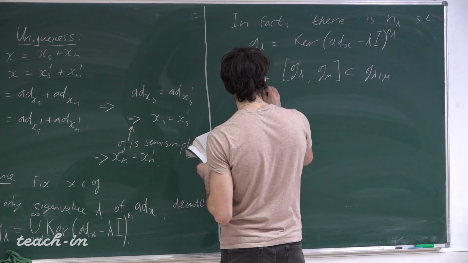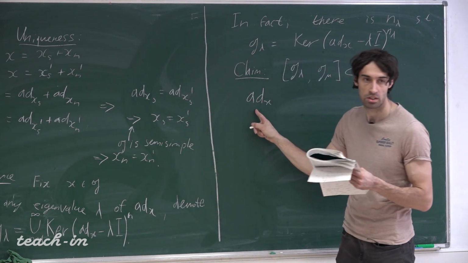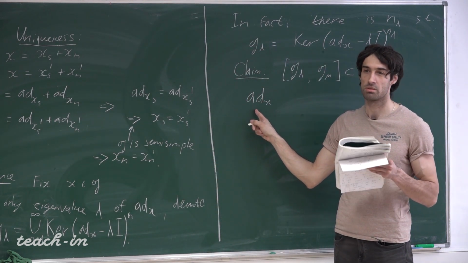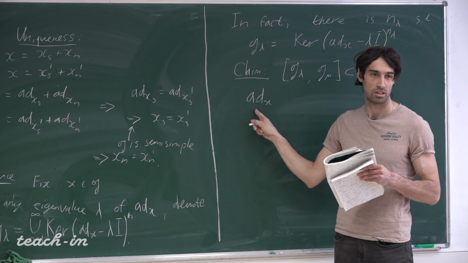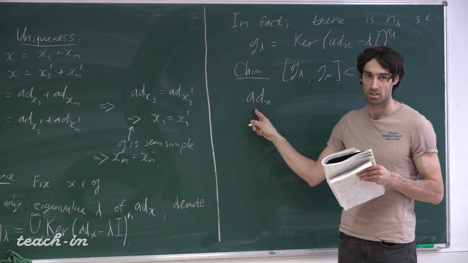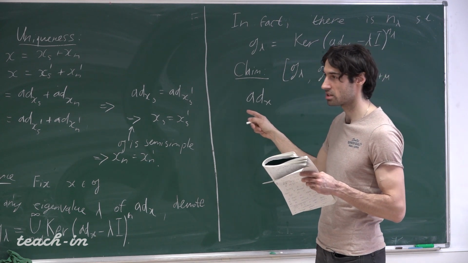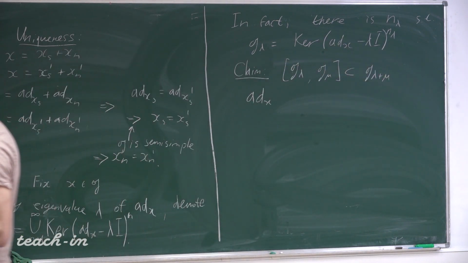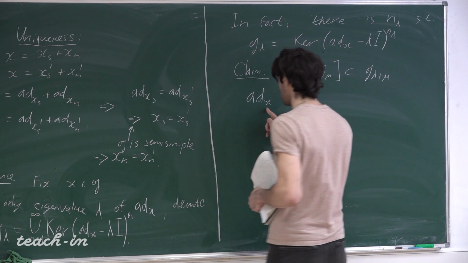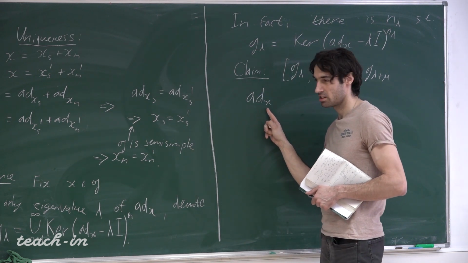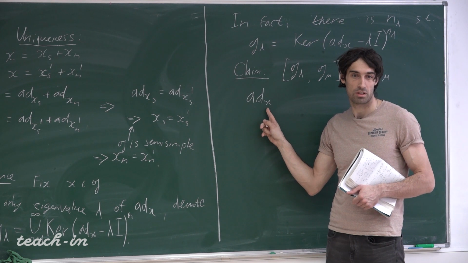So my ad x is a derivation. Does everybody remember what a derivation is? Or should I repeat? Okay. So derivation means that it acts by the Leibniz rule with respect to some operation that we have on our set. So in this case, this operation is the Lie bracket. All right. So in particular, the fact that ad x is a derivation is just the same as having the Jacobi identity.